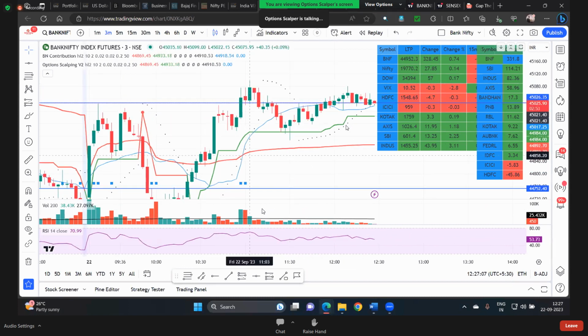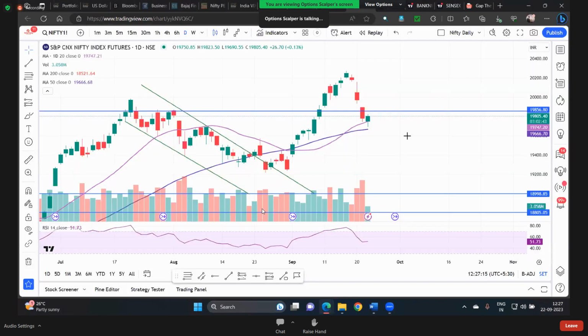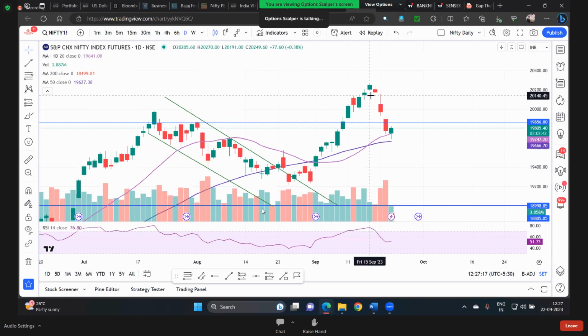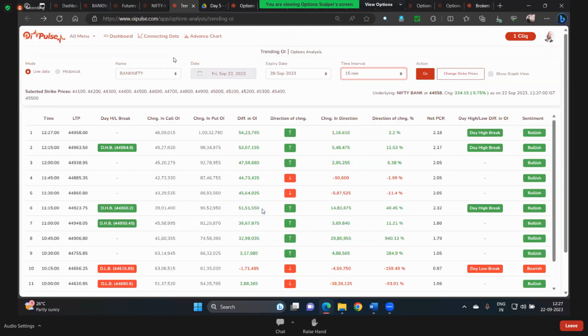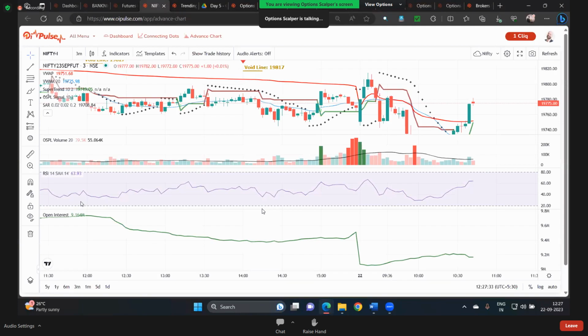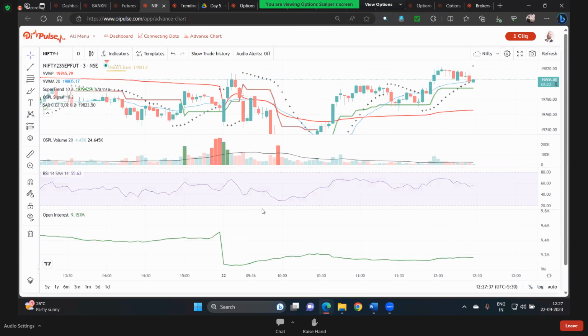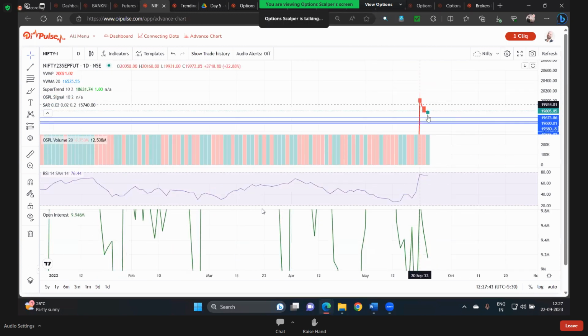Guys, how many of you saw when the market went to the 20K mark? The market went to the 20K mark on this particular day. What is the high on this futures? It is around 20,000 something, right? Now I'll show you some magic. This is your Nifty futures. I'll show you on the daily chart. This is the high that got created here.